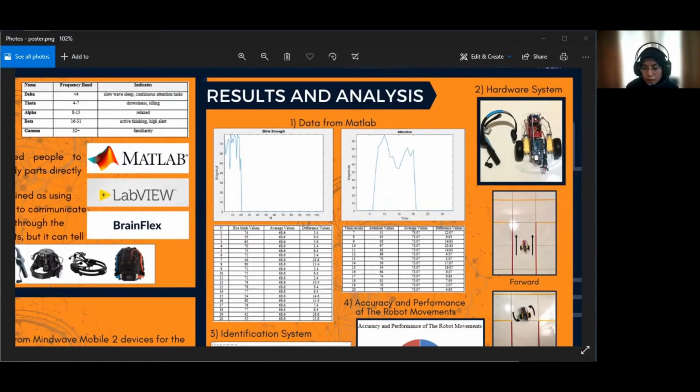Next, for attention, we can see the magnitude in this attention value. The highest attention is 97. Basically, the attention value is based on time in seconds, and it can also be gained.